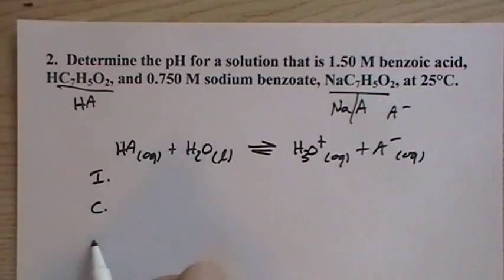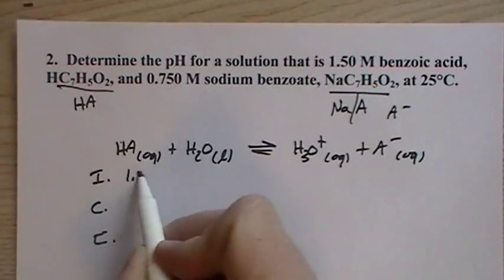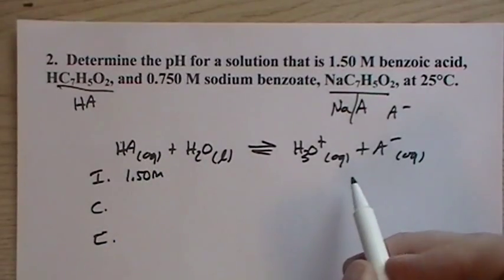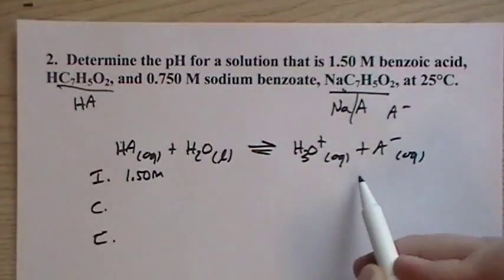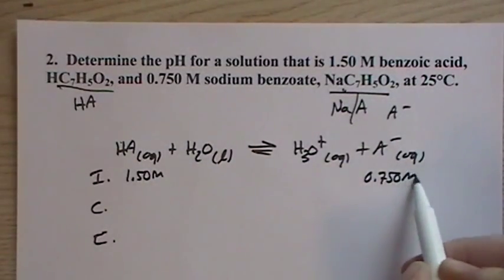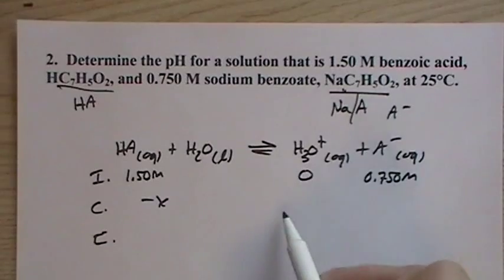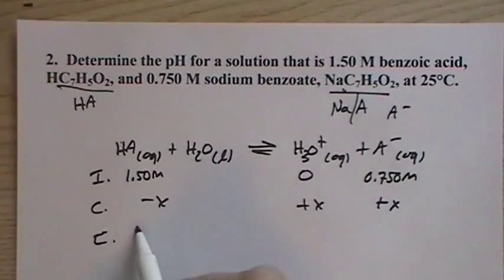Ice table, they gave us 1.5 molar. And then the A- comes from the salt. This breaks up 100%, so we have 0.75 molar here. Minus X, and this is 0, plus X, and then we solve as usual.